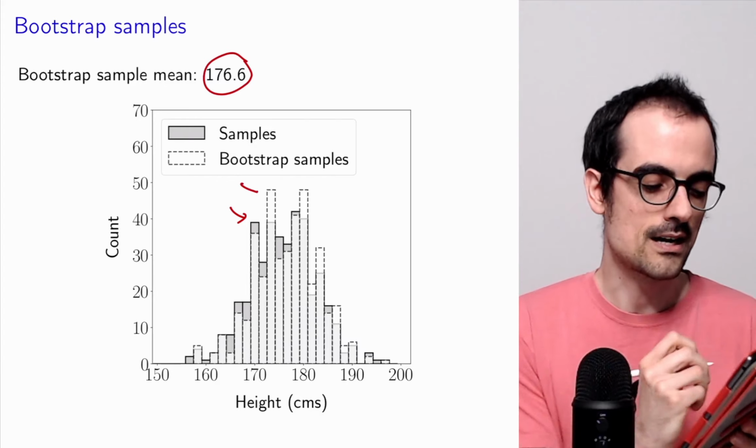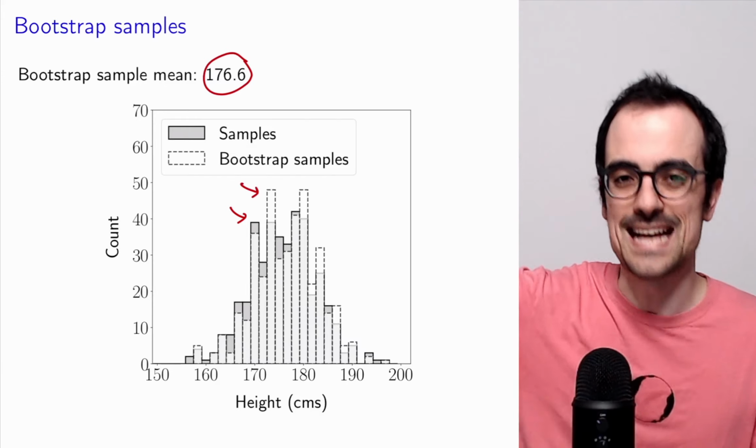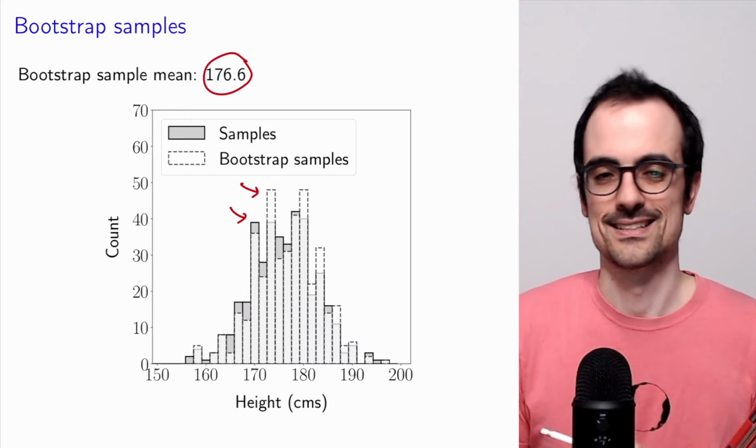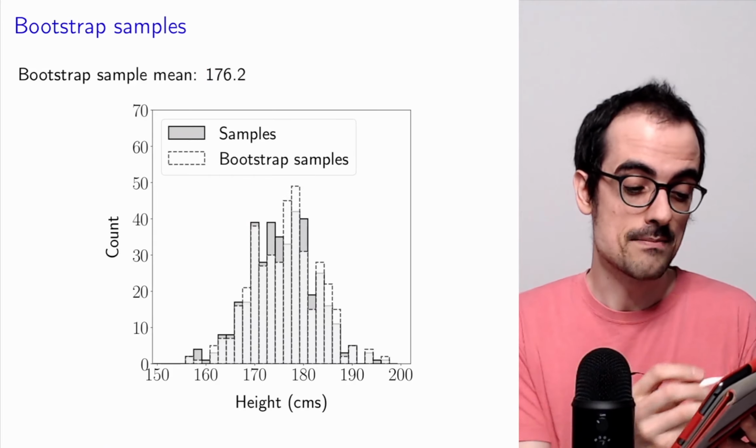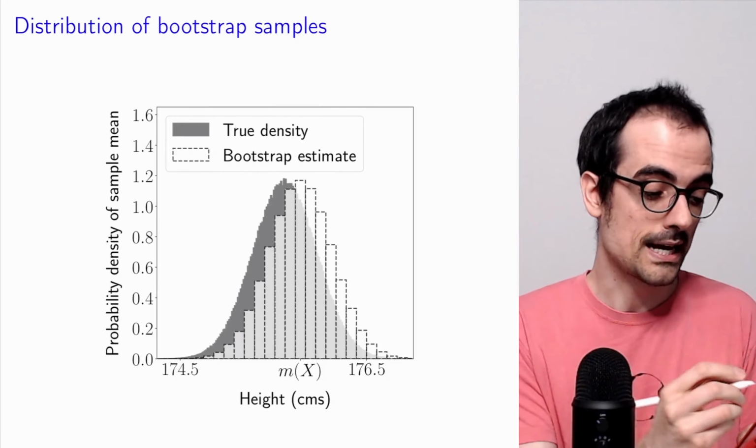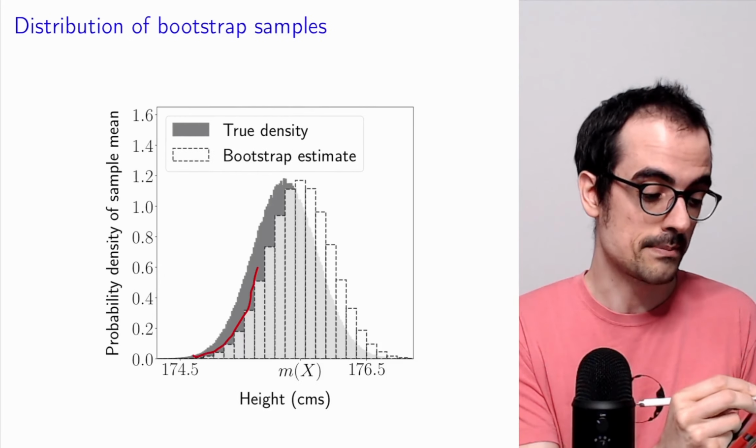These other guys are the Bootstrap samples that we obtain by resampling from the gray histogram. Every time we resample, we obtain a different Bootstrap sample mean. We do this many times, and eventually we have a distribution of Bootstrap sample means, or Bootstrap estimators if we're applying this to another estimator. And from that, we can just estimate the standard deviation of that estimator.